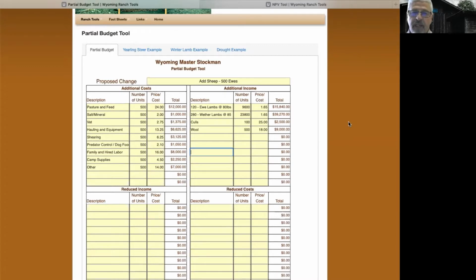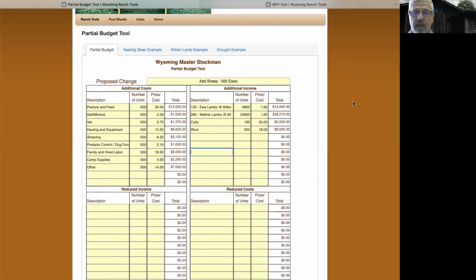There are advantages, and studies show that you can add up to one ewe per cow without really changing the carrying capacity of your operation. So say you had a 500 cow operation and you wanted to add 500 ewes to that operation. How would you go about deciding whether that might be a good investment?